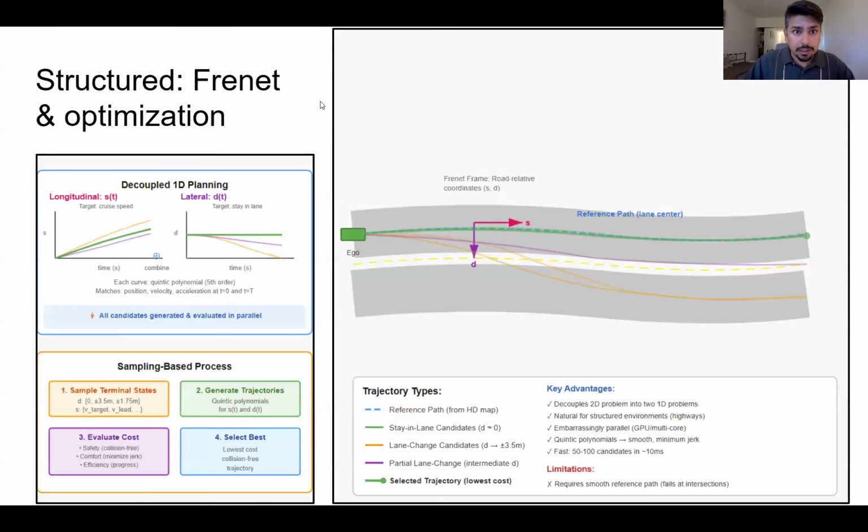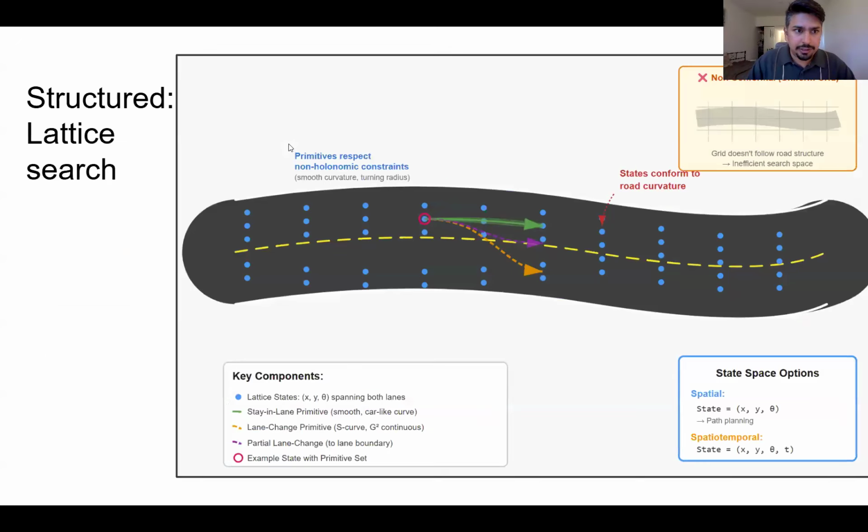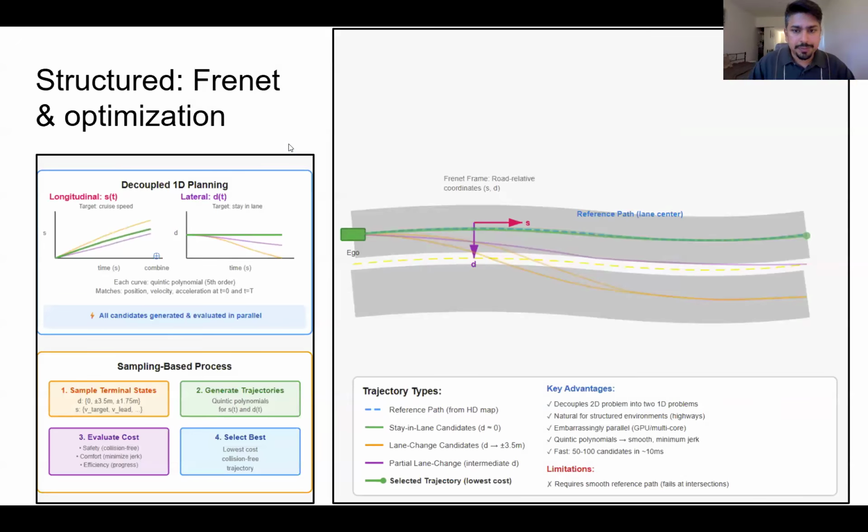Then, yeah, any questions here till now for the structured part? Okay.